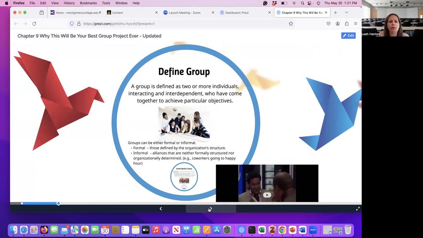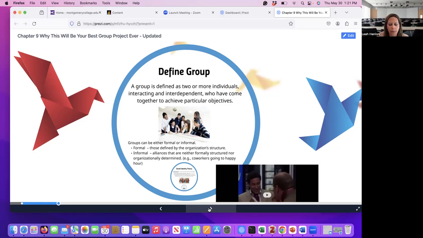A group is defined as 2 or more individuals, interacting and interdependent, who have come together to achieve particular objectives. Groups can be either formal or informal. A formal group is a designated work group defined by an organization's structure. An example of this would be airline team flight attendants, the crew, or the restaurant workers in the front of the house or the back of the house at a restaurant.